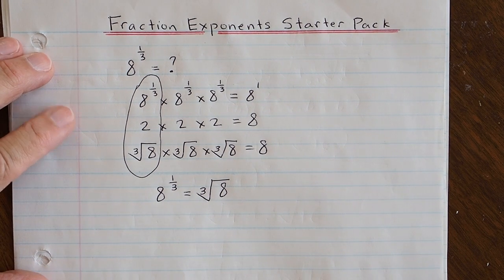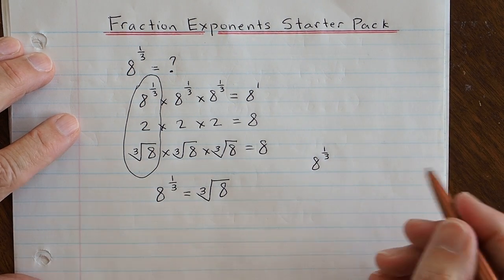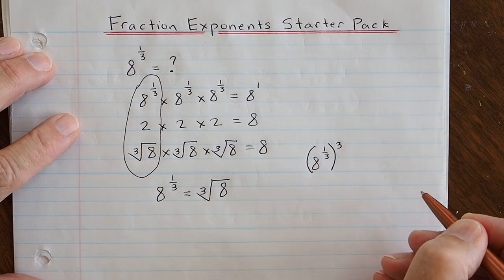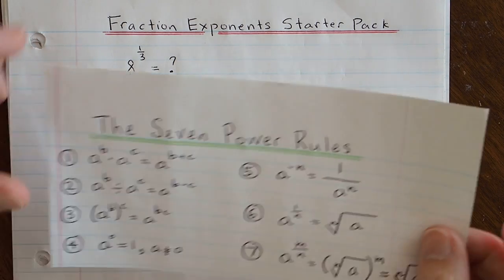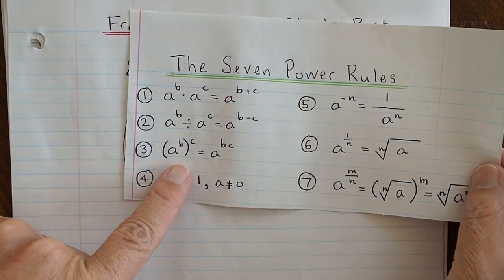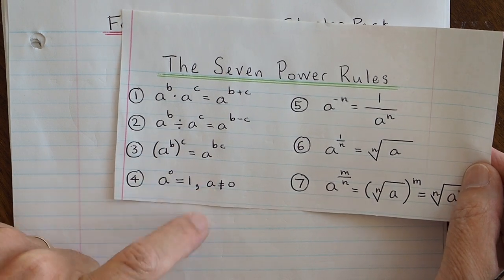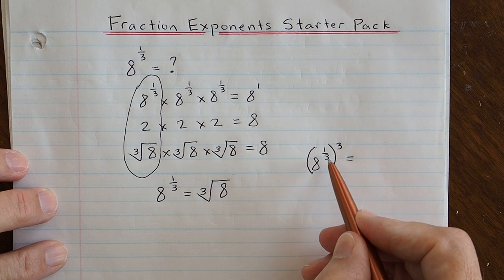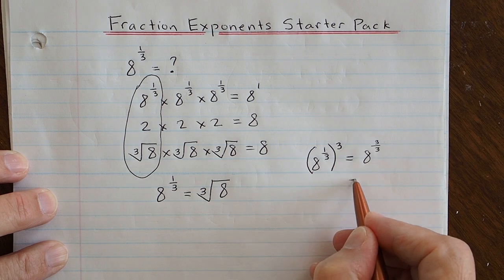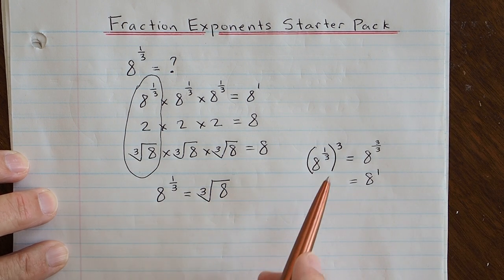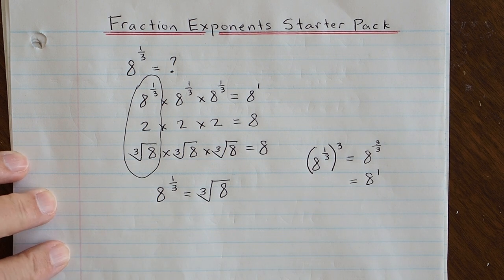If you need any more evidence, you could consider this. If you took 8 to the 1/3, which we suspect is the cube root of 8, and you cubed it, now you're supposed to use your power rules for this, right? Remember power rule 3? If you have a power to an exponent, you multiply the exponents. So that's what we're going to do here. A third times 3 just gives you 8 to the 3/3, which is 8 to the 1. So it is true that if you cube the cube root, you get the original number back, so that seems to stand up to scrutiny.